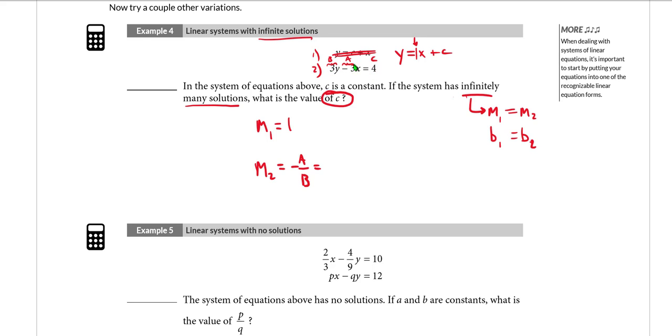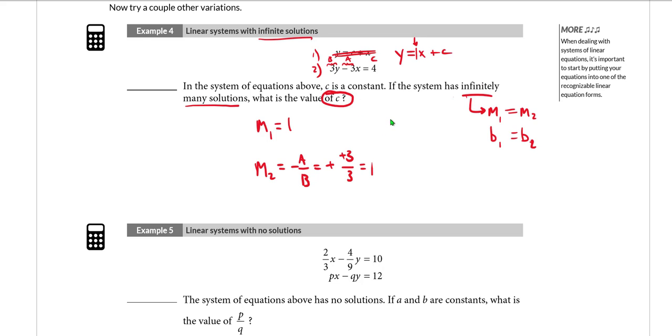The 4 will still be my c. So negative a over b is going to be negative 3, that's the a over 3, that is going to be positive 1. So yes, they do have the same slope, which is required for infinitely many solutions.